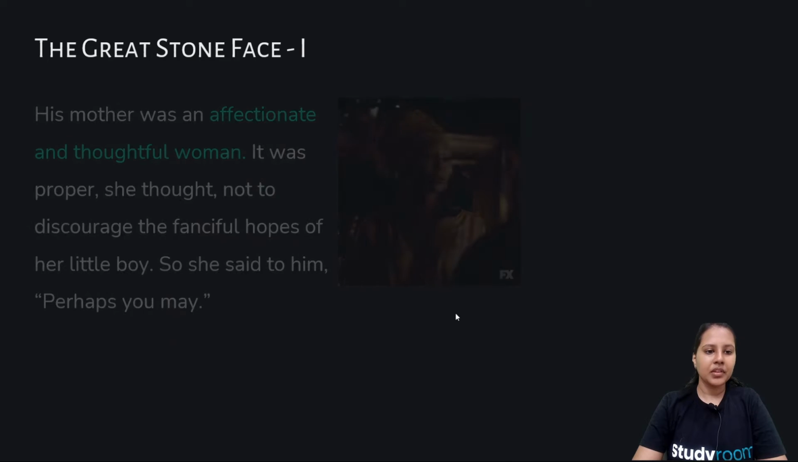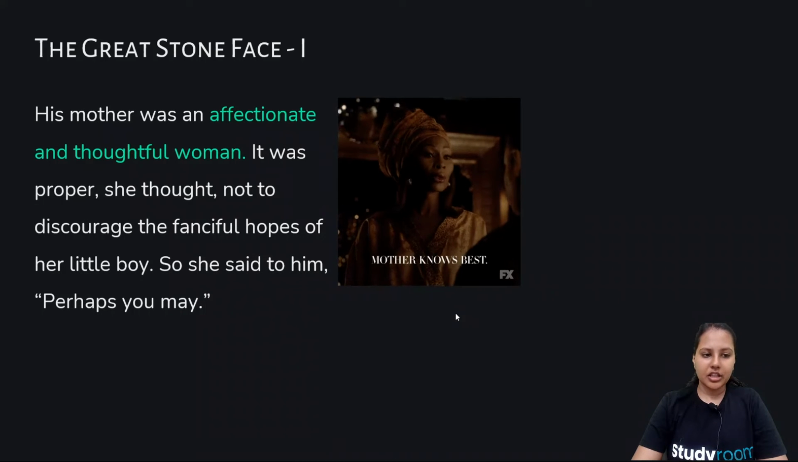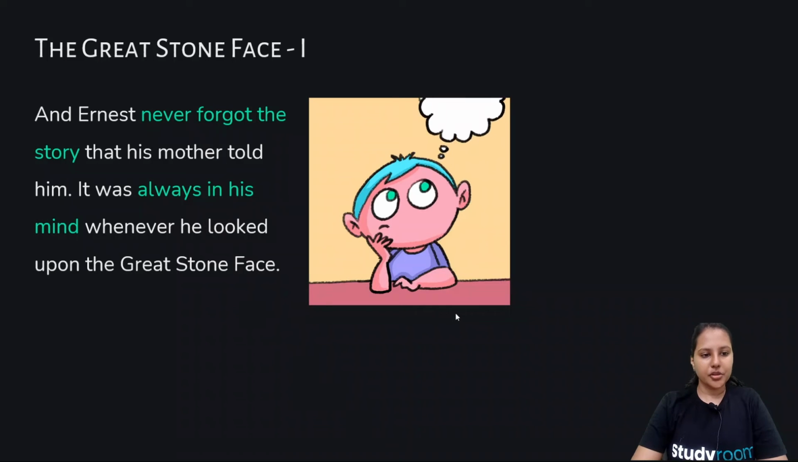His mother was an affectionate and thoughtful woman. It was proper, she thought, not to discourage the fanciful hopes of a little boy. So she said to him, "Perhaps you may." So the mother was very kind and told the child, yes, you will, don't worry. And Ernest never forgot the story that his mother told him. It was always in his mind whenever he looked upon the great stone face. So this story always stayed with him. He always believed this, always saw the great stone face and believed that something like this would happen.